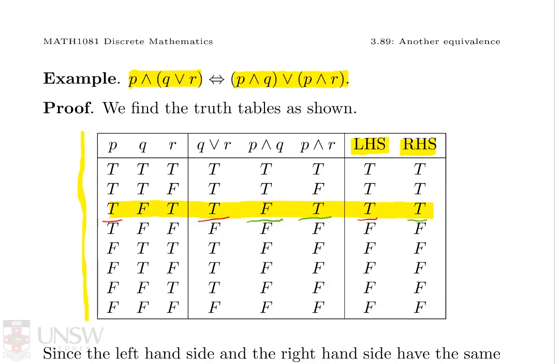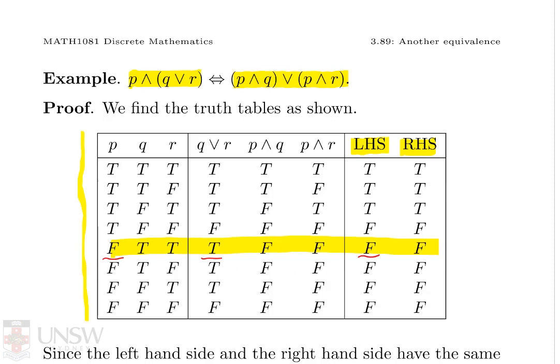Let's also do, say, the fifth row by way of example. And the rest you can do for yourselves. So P is false, Q is true, R is false. Q or R is true and true or true. It's true. P and Q is false and true. It's false. P and R is false and true. It's false. Left-hand side. Once again, the left-hand side is P and Q or R. It's false and true, which makes false.